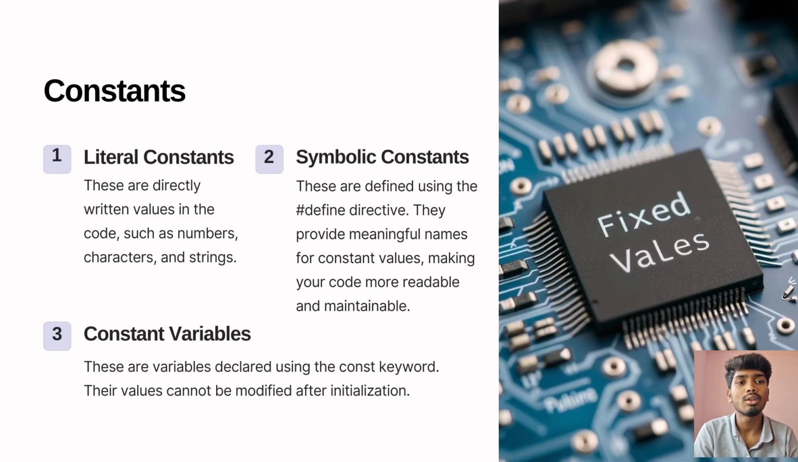Constants. Literal constants. These are directly written values in the code such as numbers, characters, and strings. Symbolic constants. These are defined using the #define directive. They provide meaningful names for constant values, making your code more readable and maintainable. Constant variables. These are variables declared using the const keyword. Their values cannot be modified after initialization.